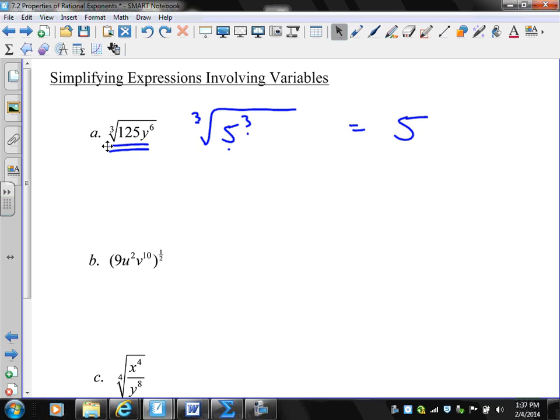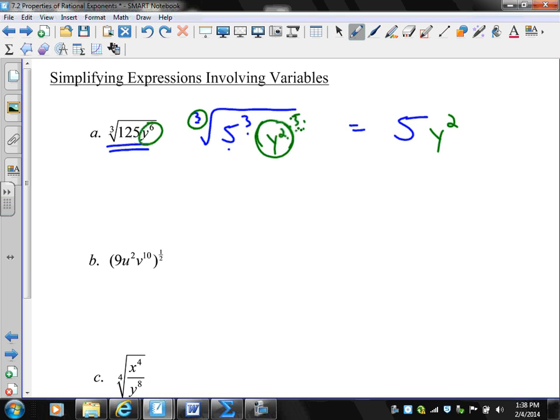Okay, now we're going to look at what's happening with my y to the 6th. Well, again, I want to write this as something cubed. So, what can I do with y? I need to rewrite this so that y to the 6th equals something cubed. Well, the base would then need to be y squared, right? Because 2 times 3 is going to give me 6. So when I take my y squared, I cube it, and I take the cube root, I get back what I started with, which was y squared.